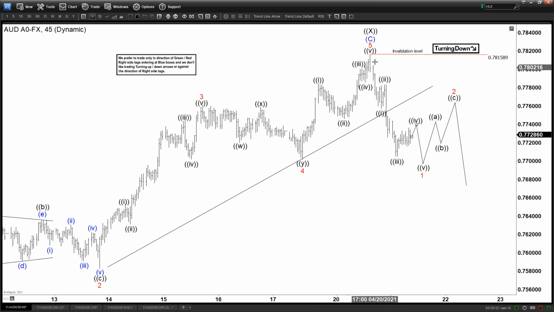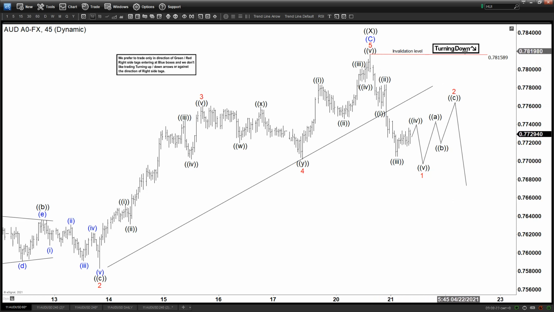We can see so far the pullback has been in 3 swings. If we can get another boost on the downside, one more leg, then that should make it into 5 waves down from this peak. And then as long as we stay below 0.7816 here, we can continue to see more downside.